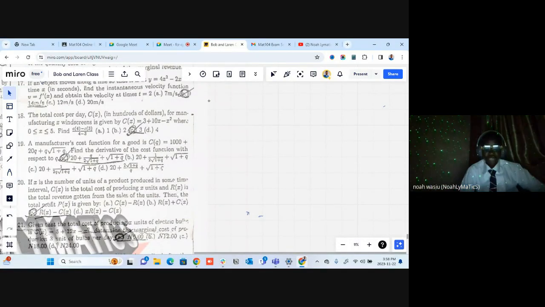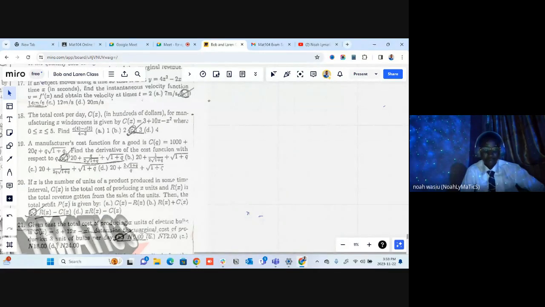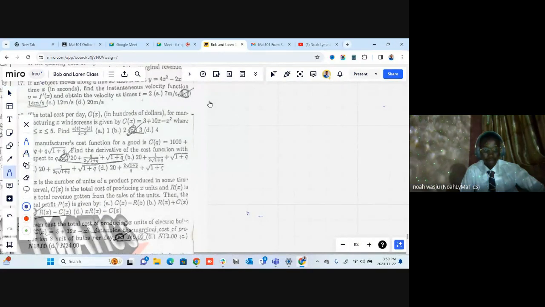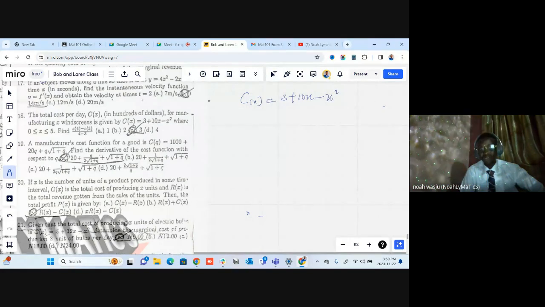Here we have the total cost per day, C of X, for manufacturing windscreen, given to us as 3 plus 10x. Don't let me lie to you, all these things are very, very simple. All this total cost will just take you one or two lines to get your answer. We are given a total cost function of this format. Now find C4.